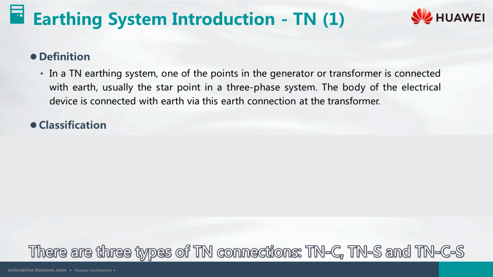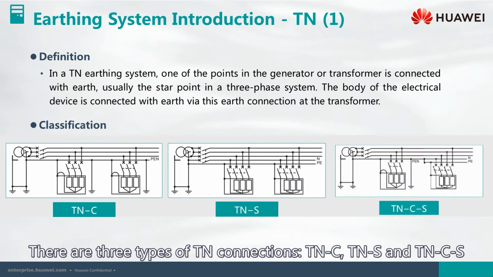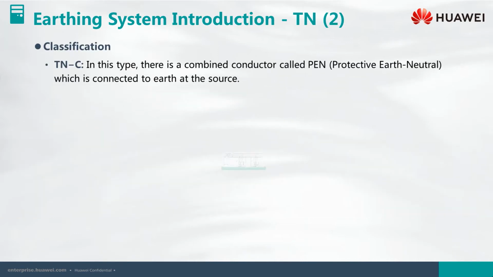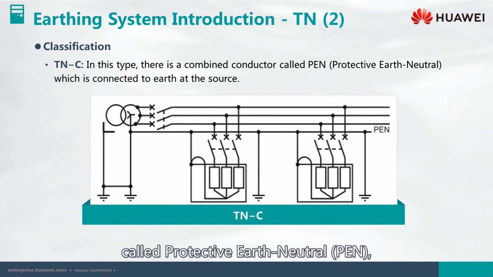There are three types of TN connections: TN-C, TN-S, and TN-C-S. TN-C. In this type, there is a combined conductor called protective earth neutral, PEN, which is connected to earth at the source.